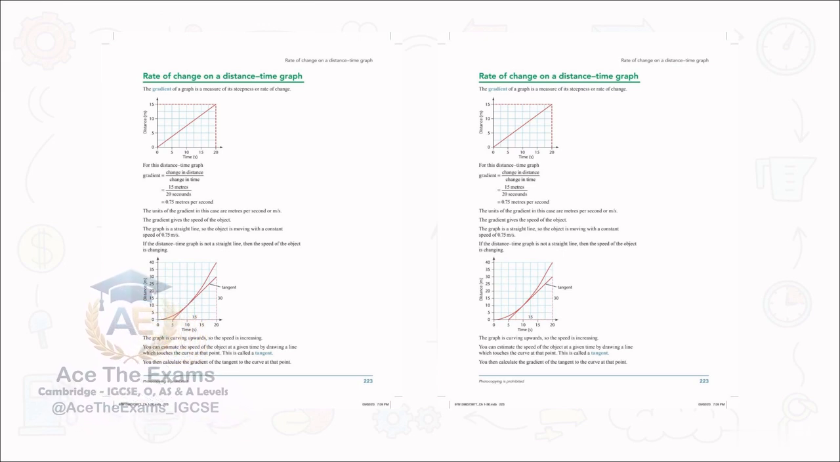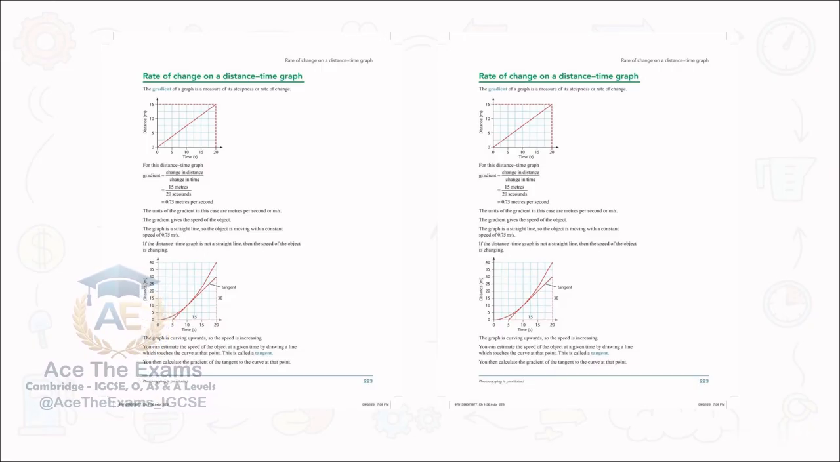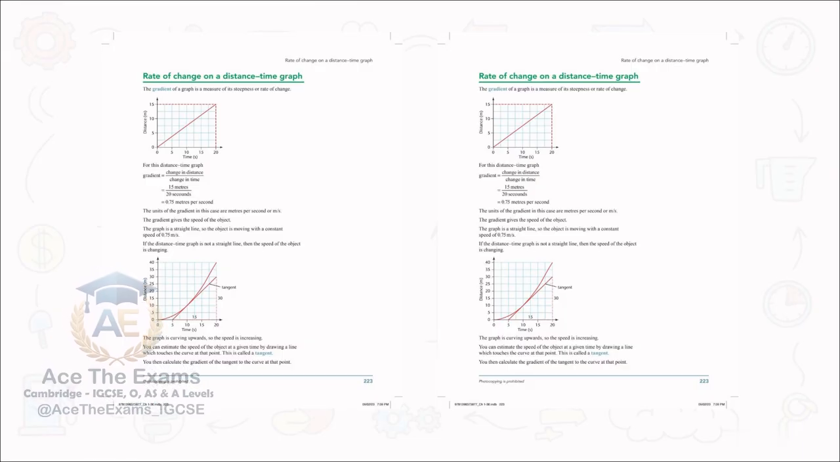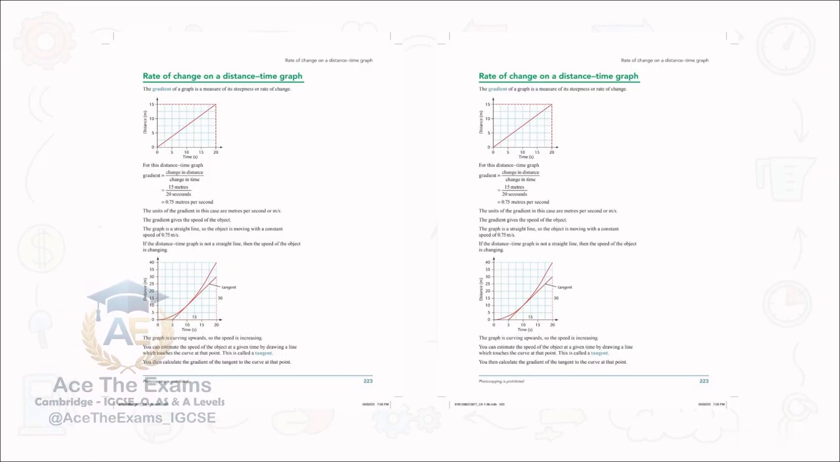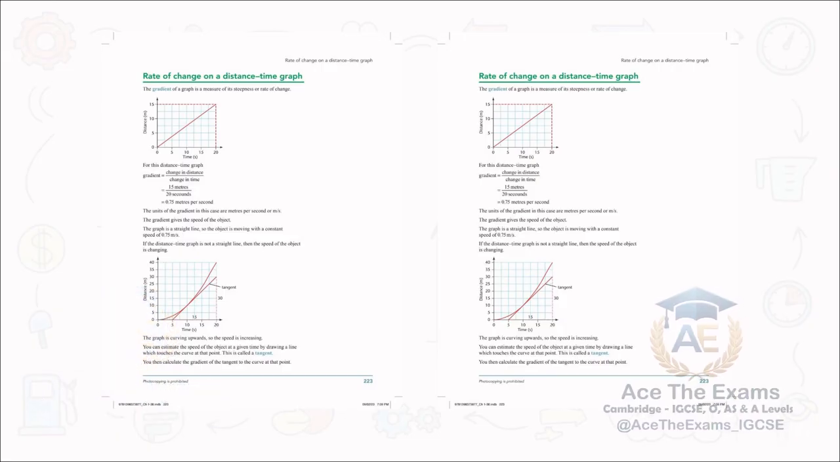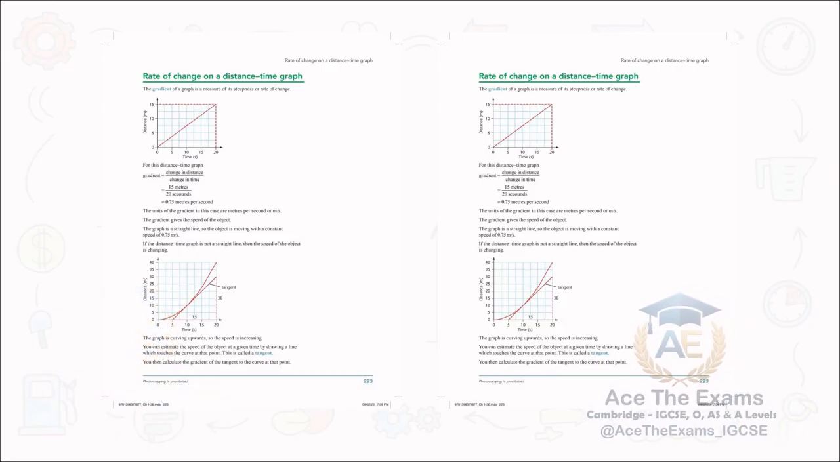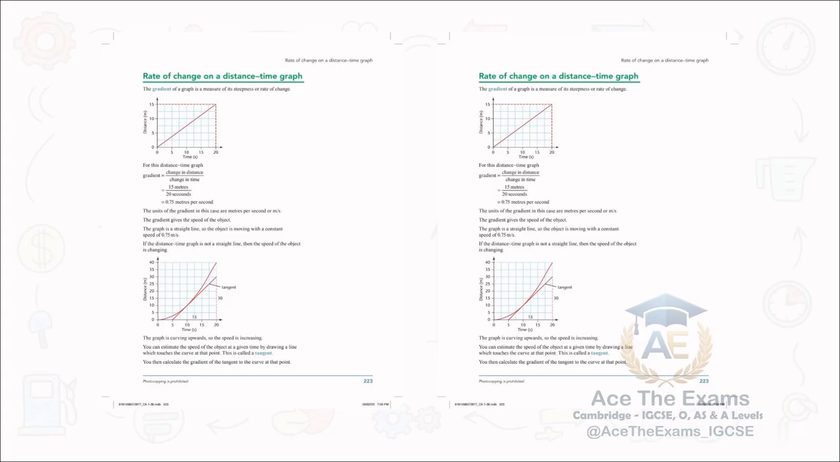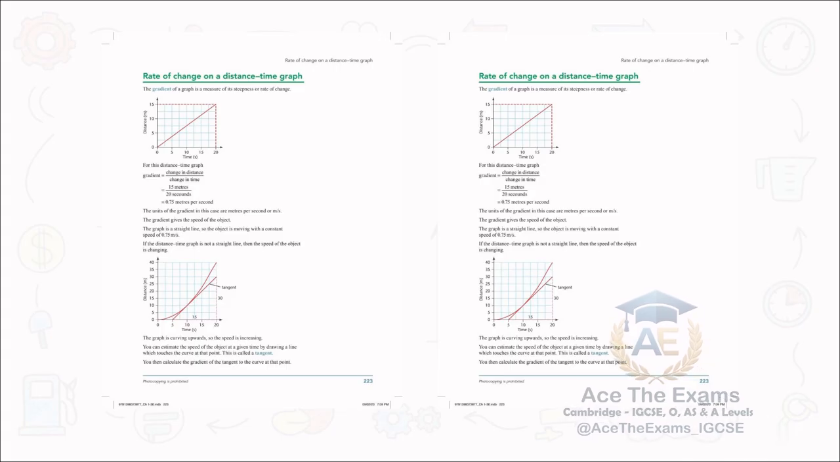Look at this side-by-side comparison, because this right here is where Cambridge examiners separate the good students from the great ones. On the left, we have a straight line. A straight line means a constant speed. The gradient is the exact same everywhere. But look at the graph on the right. The line is curving upwards. This means the object is accelerating. Its speed is constantly changing.